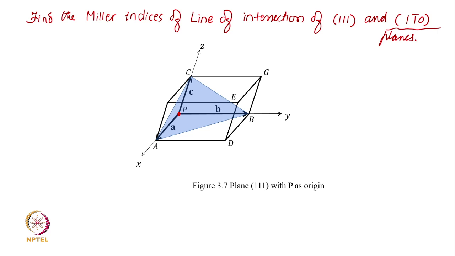What is a nice choice for origin of 1 1 bar 0? So, B is a nice choice. From B you can easily draw 1 1 bar 0. So, 1 from B will be where? 1 from B is at point D. So, D is a point on my plane.